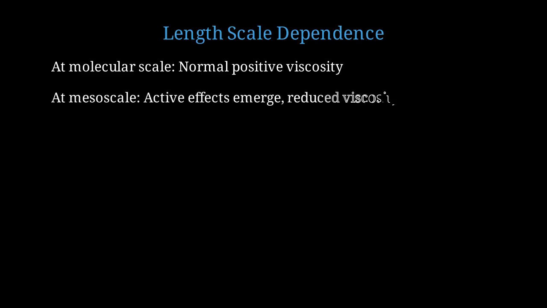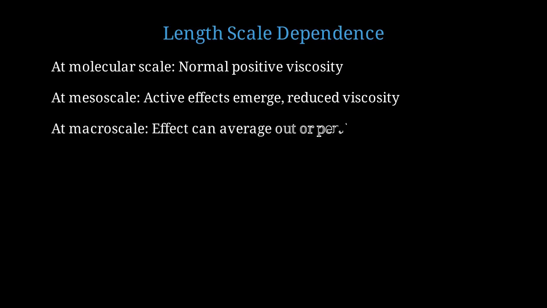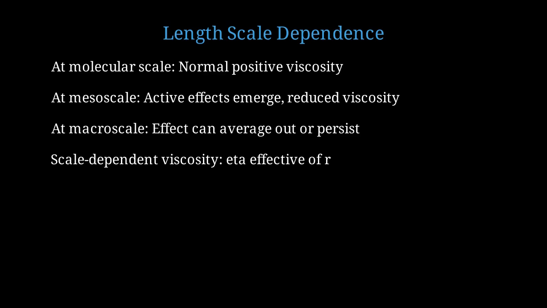At the molecular scale, smaller than the size of the active particles, you always measure the normal positive microscopic viscosity of the solvent. At the mesoscale, comparable to or larger than the swimmer size, active effects emerge. This is where you see reduced or negative effective viscosity. At very large scales, the effect can either persist if there's long-range order, or average out if the swimmers are randomly oriented and create isotropic stirring. We should really think of effective viscosity as scale-dependent, η_effective as a function of length scale R.